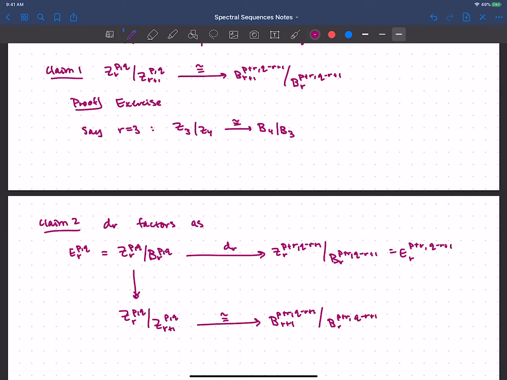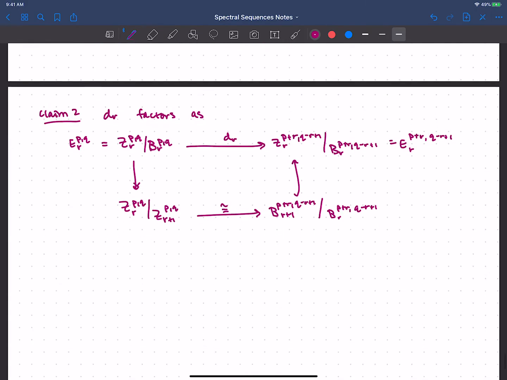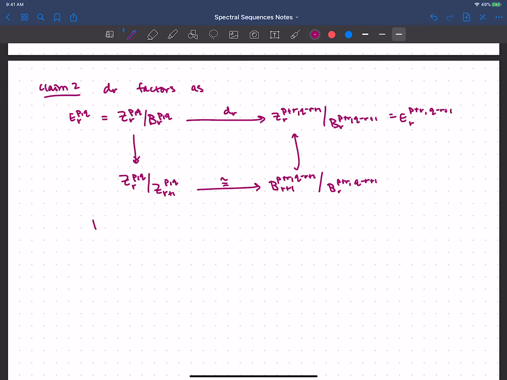And then here, I'm just going to use the inclusion. So notice the quotiented terms are the same. So I'm just using the inclusion, again, of the co-boundaries into the co-cycles. Okay, and the claim is that this really does factor dr. Again, let me say the proof is an exercise, but we can talk through it roughly.